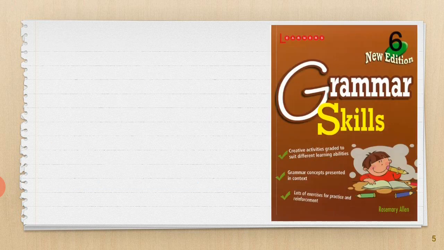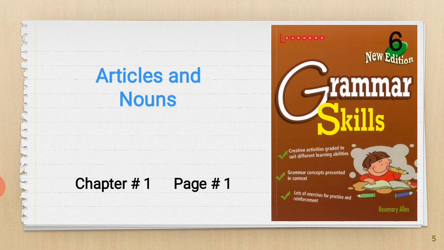So children, our today's lesson is from the Grammar Skills book. This is your Grammar Skills. Topic is, as I've already told you, articles and nouns, chapter number 1, page number 1.